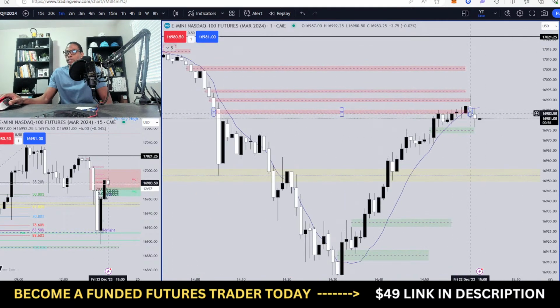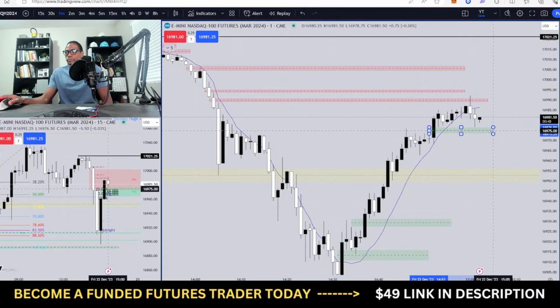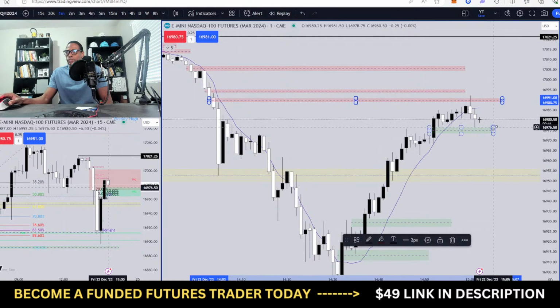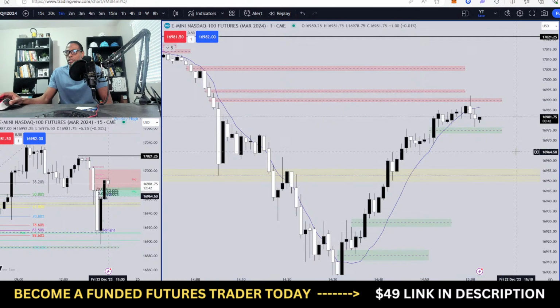Down to the 1 minute again. Okay, so we saw a rejection out of this one. Actually, we can delete this one since it did close above. And now we'll just watch price play in between these two areas and wait until it settles.